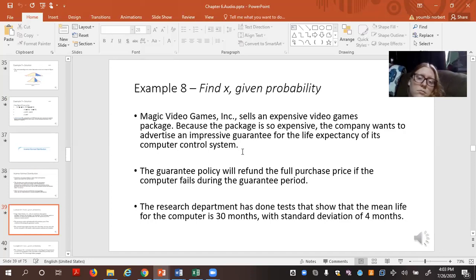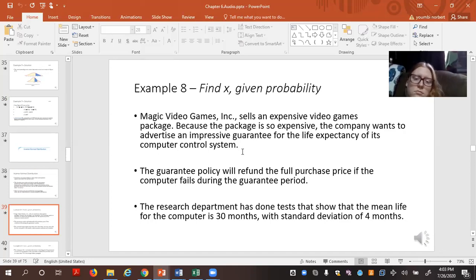Because the package is so expensive, the company wants to advertise an impressive guarantee for the life expectancy of its computer control system. The guarantee policy will refund the full purchase price if the computer fails during the guarantee period. You know the idea of guarantee when you buy something, right? So we want to use that to determine how long the guarantee period should be.